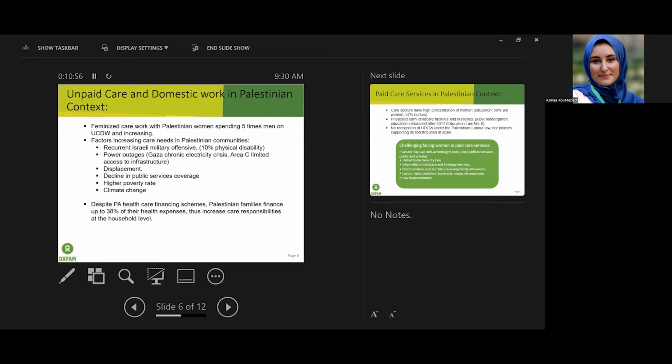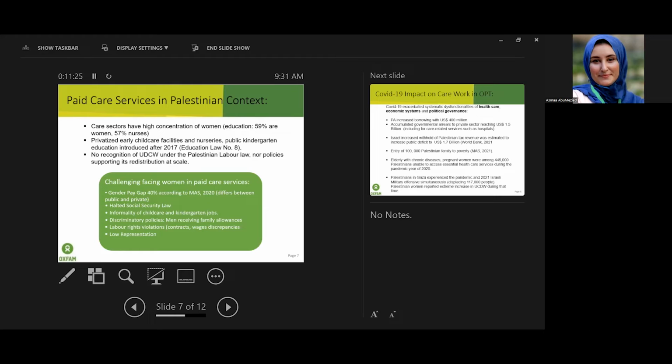Now, as I mentioned, the poverty rate is very relevant to people's ability to purchase health expenses. So even though there is a public health insurance, you will find that Palestinian families still spend and pay for about 38% of their healthcare expenses. Now that's focusing on the unpaid care and domestic work.